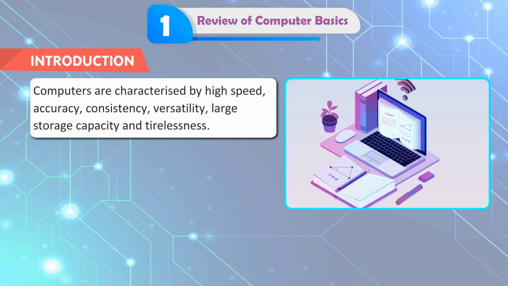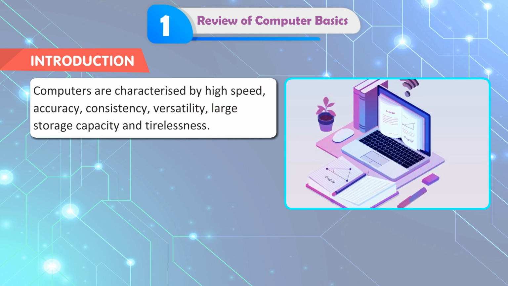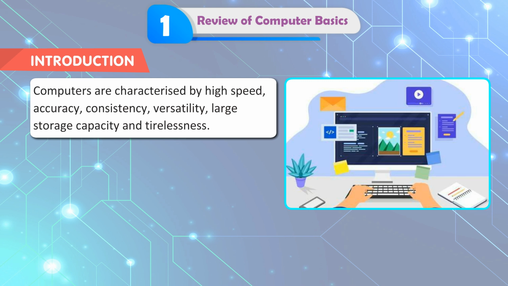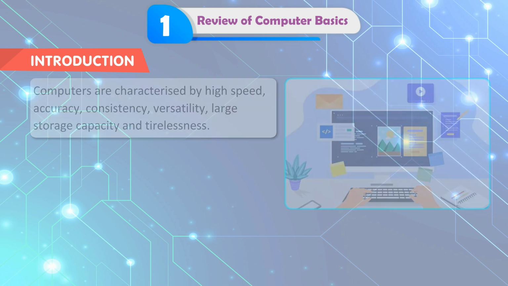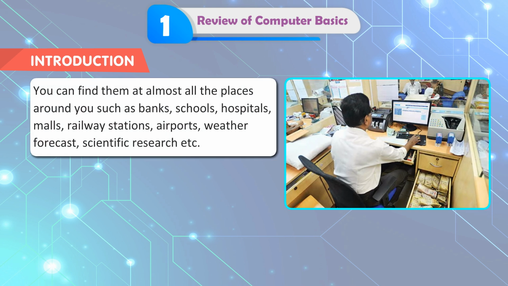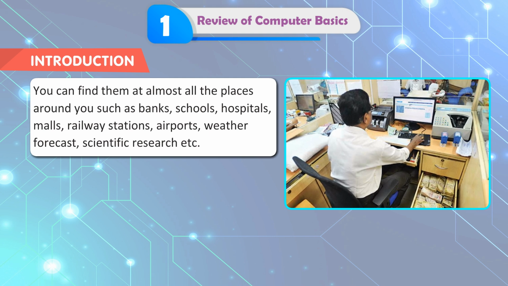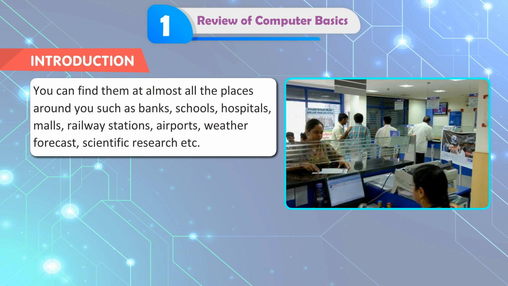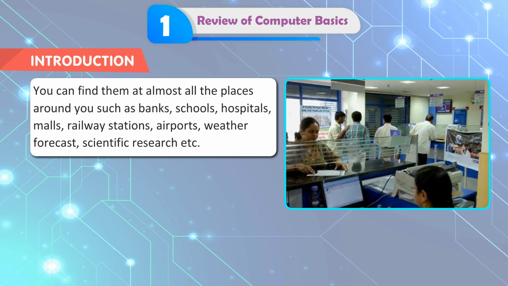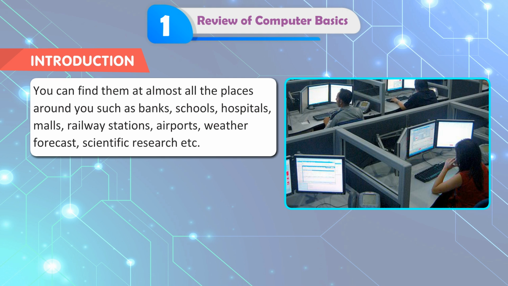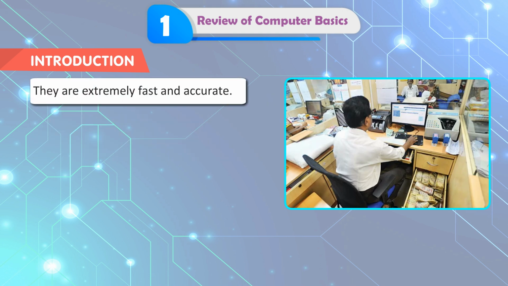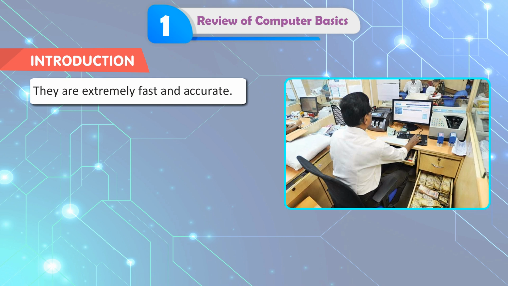Computers are characterized by high speed, accuracy, consistency, versatility, large storage capacity, and tirelessness. You can find them at almost all the places around you, such as banks, schools, hospitals, malls, railway stations, airports, weather forecast, scientific research, etc. They are extremely fast and accurate.